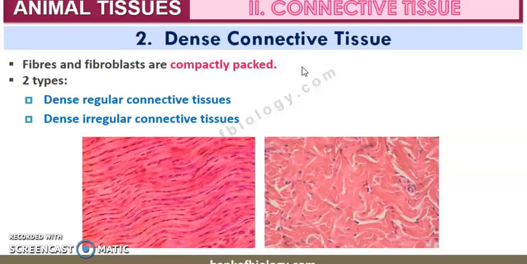So the fibroblast is the cell which produces the fibers, right? So we can see the fibroblast, and the presence of fibers will also be there, right? They are compactly packed and the orientation of the fibers will show either a regular or irregular pattern. Based on that, they are of two types, dense regular connective tissue and dense irregular connective tissue, right? If the fibers are in a regular pattern, it is dense regular connective tissue, and if in an irregular pattern, it is dense irregular connective tissue, right?